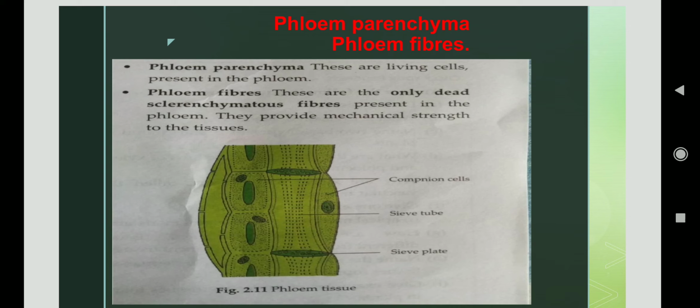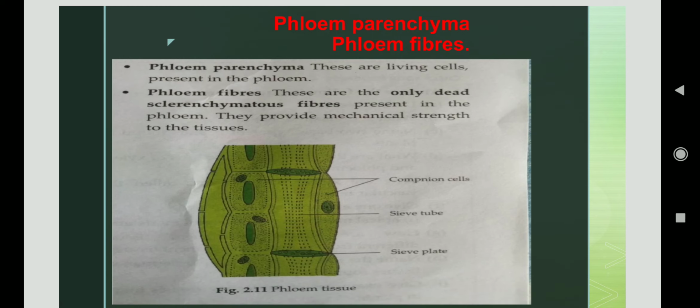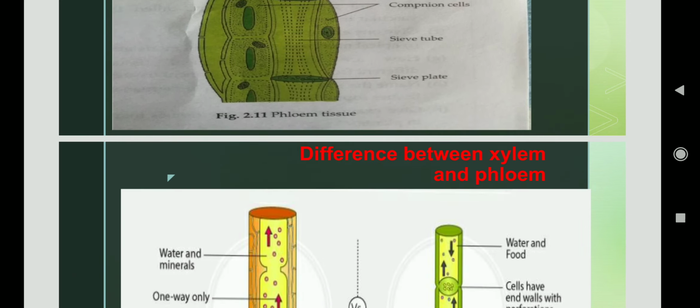Last but not the least, phloem fibers. These are dead sclerenchymatous cells. Okay class, only dead cells. In xylem, all are dead except xylem parenchyma, but in phloem, all are living except phloem fibers. What is the main function? They provide mechanical strength to the tissue, right? So this is all about the complex tissues.